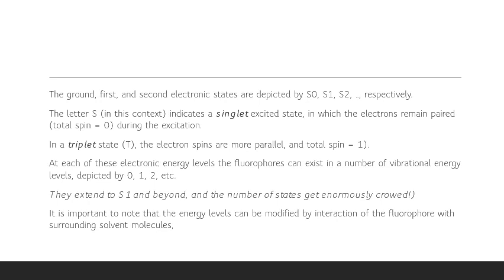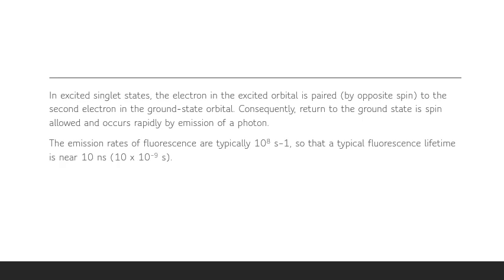At each of these electronic energy levels, the fluorophores can exist in a number of vibrational energy levels, depicted by 0, 1, 2. They extend to S1 and beyond, and the number of states is very crowded. It is important to note that the energy levels can be modified by interaction of the fluorophore with surrounding molecules. So we have learned here about the singlet state and triplet state, and how an electron can move from the singlet state to the triplet state. As we have already discussed, in the excited singlet state, the electron in the excited orbital is paired with opposite spin.